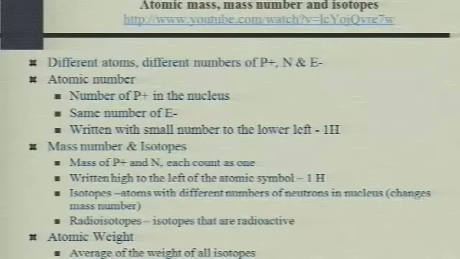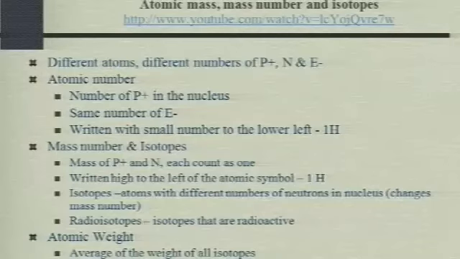Okay. So different atoms are going to have different numbers of protons, neutrons, and electrons. They're going to have the same number of protons and electrons if you're just talking about the atom by itself. The atomic number will be the number of the protons in the nucleus. And as that atom's by itself, that will have the same number of electrons, okay? It's written by a small number to the lower left. A mass number is going to be the number of protons and neutrons in the center of the atom, okay? It's written on the high left.